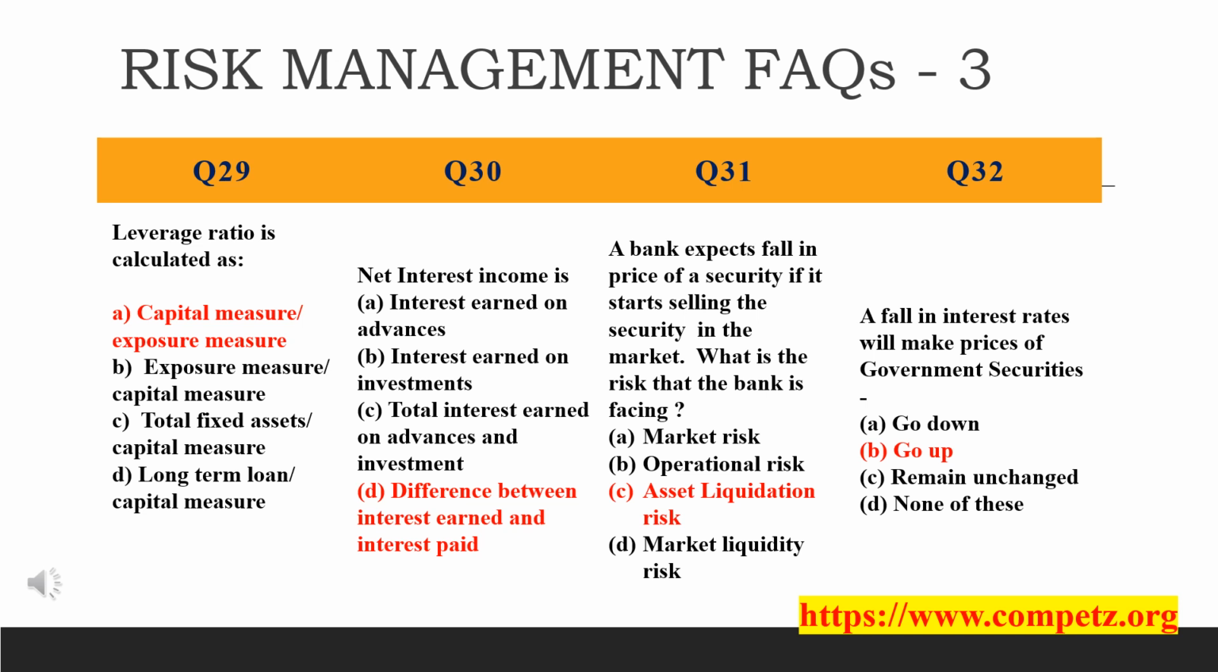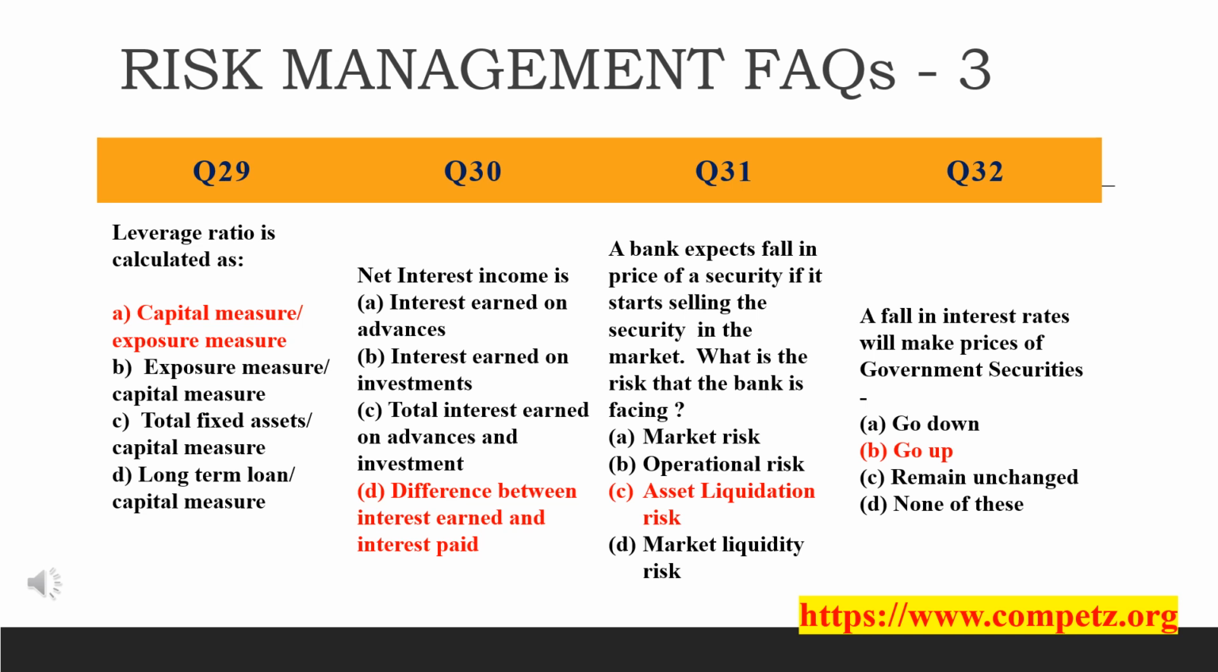You see here question number 29. The question is: leverage ratio is calculated as what? I will not read the options, you can see them directly. The answer is the one highlighted in red color, that is the first option, capital measure or exposure measure. Why is it A? It's because of what leverage ratio is.